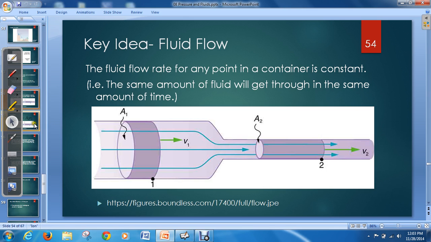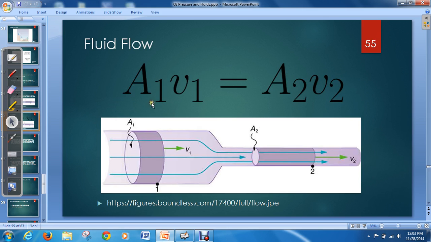Okay, and so when we do that all out, we get what we call the fluid flow equation, or basically this conservation of fluid flow rate. Okay, and it says the area of the first container, A1, times the velocity in the first container, V1, is equal to the area in the second container, A2, times the velocity in the second container, V2. Okay? Or if we look at this picture, the area 1 times the velocity 1, that's the fluid flow rate in that container, has to be the same as area 2 times velocity 2, or the fluid flow rate in that container.